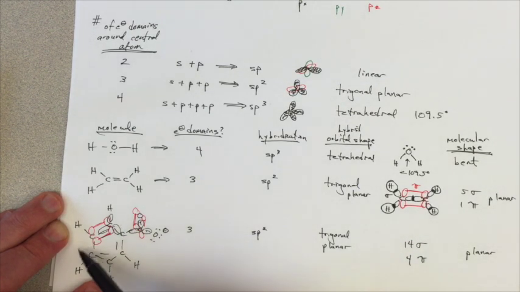Pretty much every single bond is a sigma bond. Every double bond is a sigma plus a pi. If I had a triple bond, it is a sigma and 2 pi.